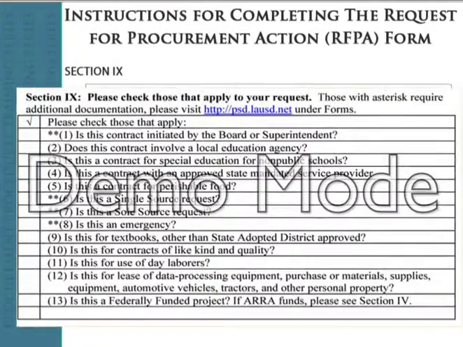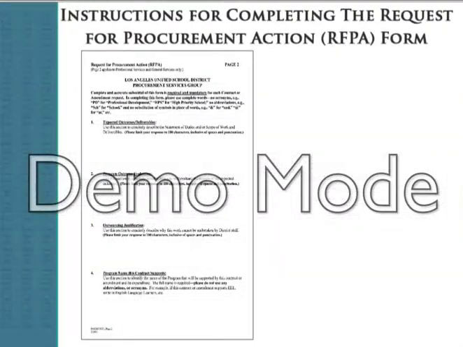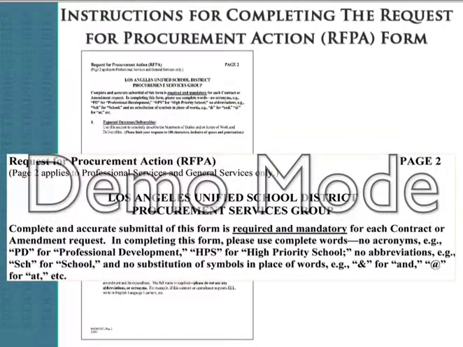Section 9, please check those that apply to your request. On this section, you must check the box that applies, if any, and provide the additional documentation as requested for those with asterisks. Page 2 of the RFPA applies to professional services and general services only. Complete and accurate submittal of this form is required and mandatory for each contract or amendment request.